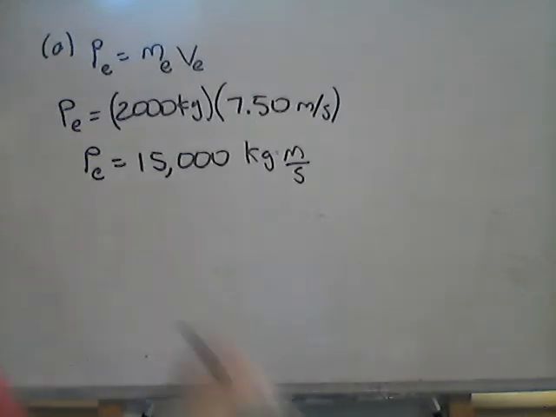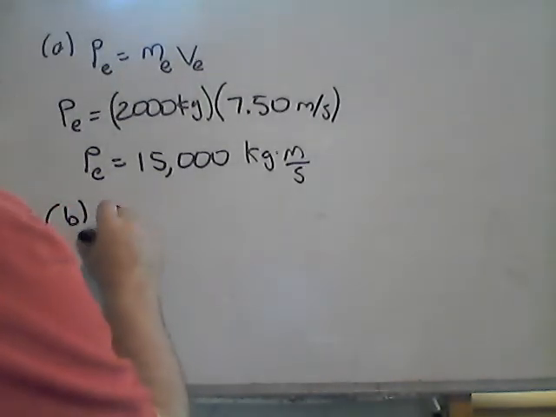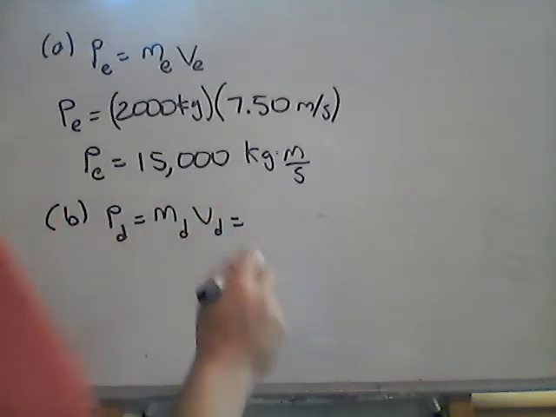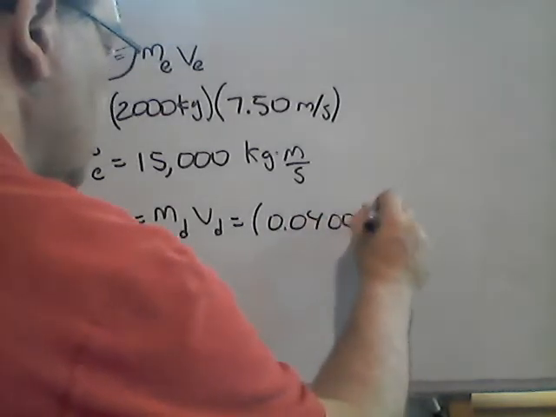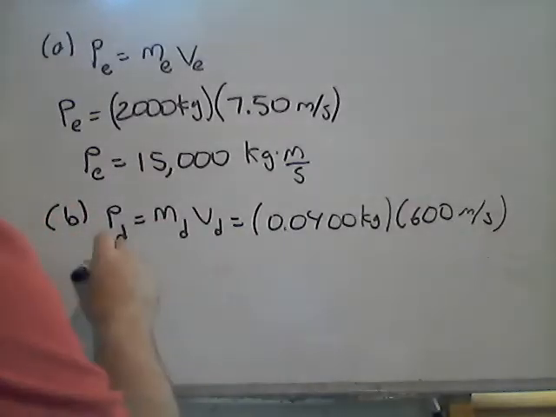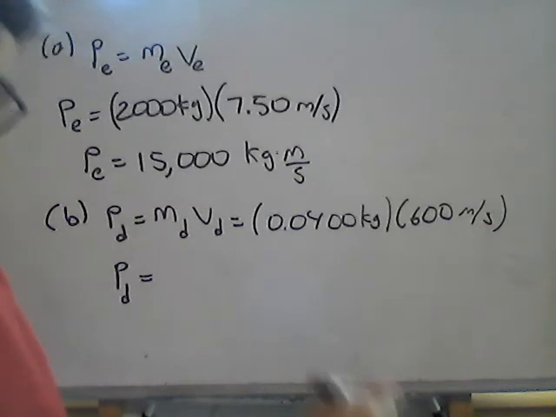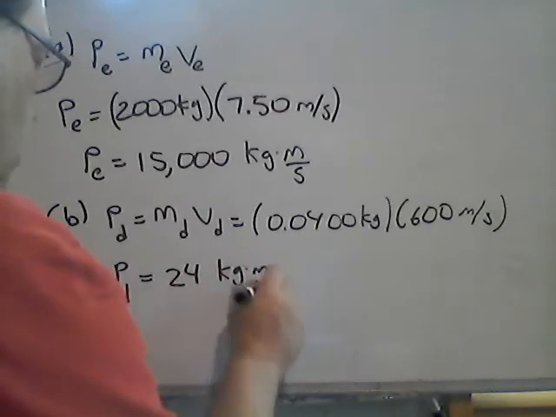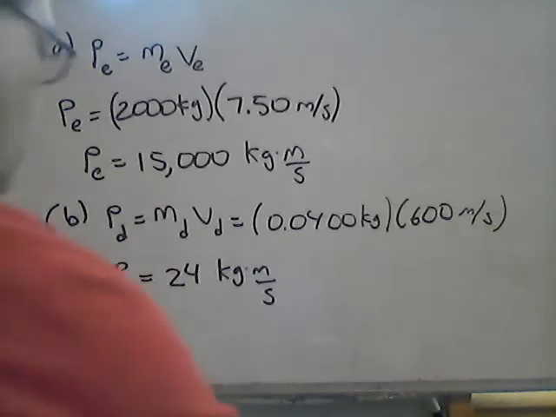All right, B, let's do the dart. The momentum of the dart, P sub D, is the mass of the dart times the speed of the dart. Again, the mass of the dart is 0.0400 kilograms times 600 meters per second. Let's multiply it together: the momentum of the dart will be 24 kilograms meters per second. Seems pretty easy so far.